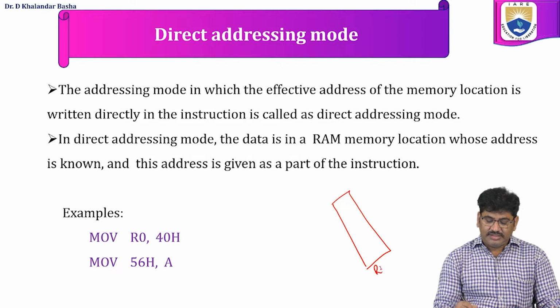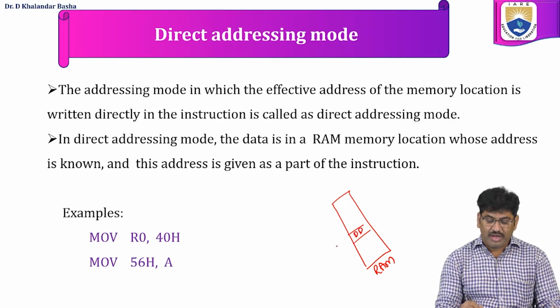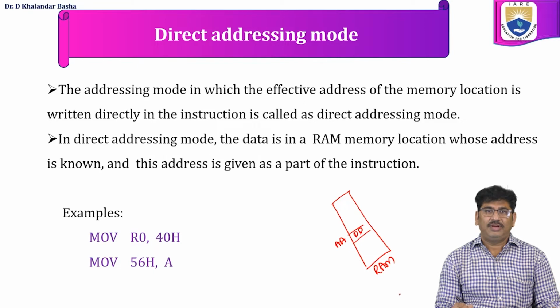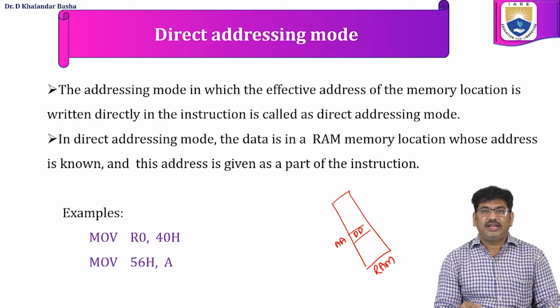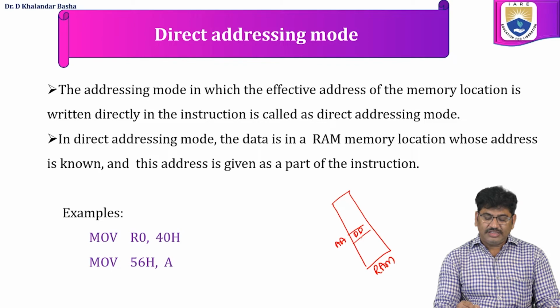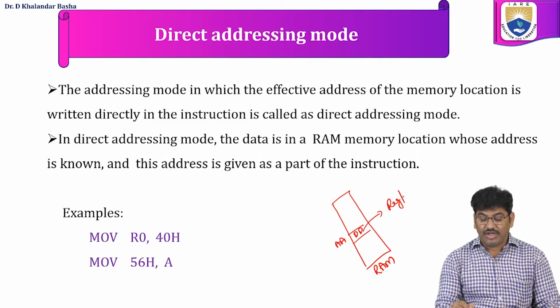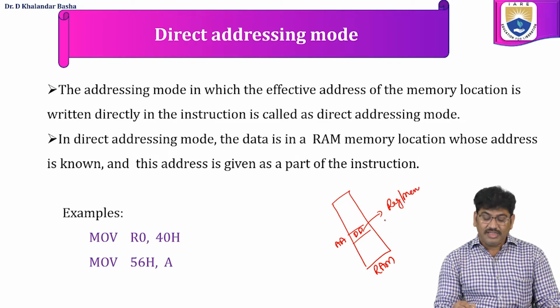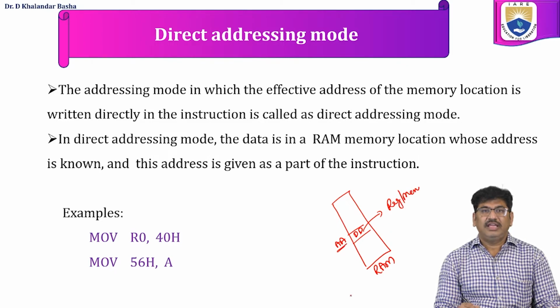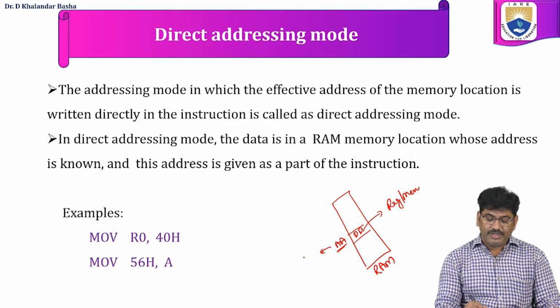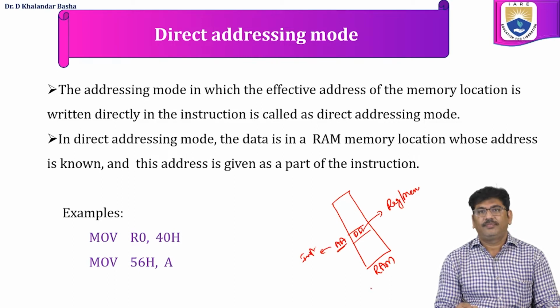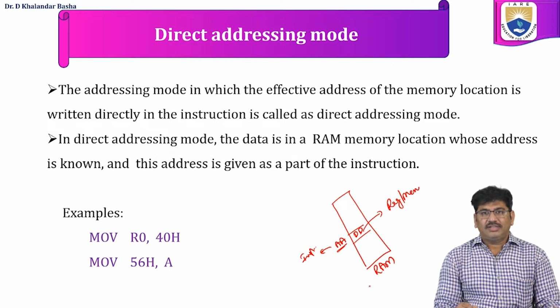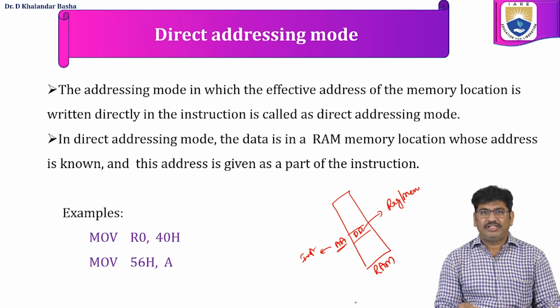So let us consider this is the RAM block. Whatever data we want to move will have some address, AA. I am designating AA for address and DD is the data. If you want to copy this memory content to some register or any memory location, it will be referred to with the address AA. This is going to be specified in the instruction. For the address, no special character will be preceded.